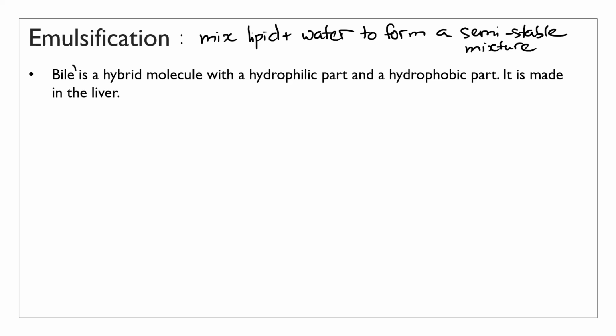In the case of lipid in the digestive tract, the lipid is emulsified using a molecule called bile. So bile is a hybrid molecule that has a hydrophilic part and a hydrophobic part. It is made in the liver and stored in the gallbladder. So you can think of bile as like this little thing. There is a hydrophilic part, or if you are a purist, you can say polar. So it has a polar part, and then it has a hydrophobic or non-polar part.